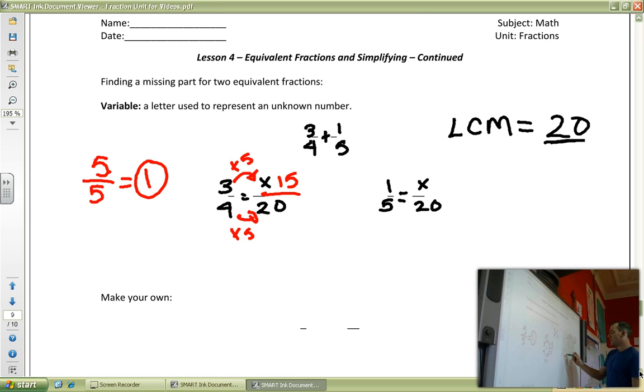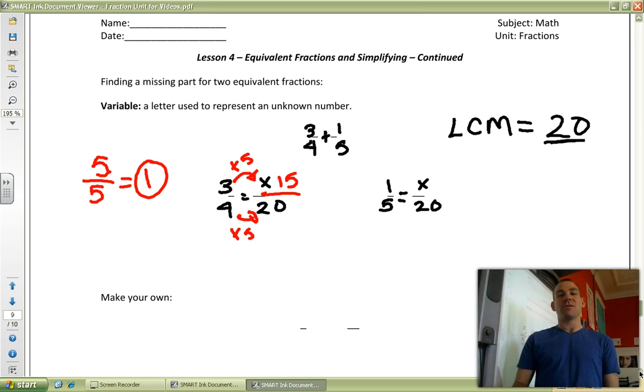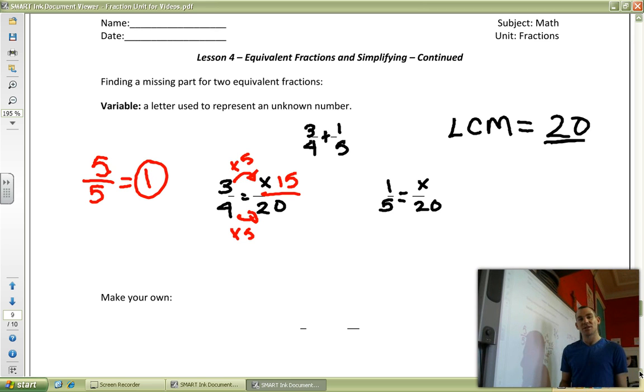Next off, what we can do is look at this one. I'm going to show you another way. Okay, that's a little more advanced. It's going to be what you use when you get into solving proportions, and it's very algebra intensive, so you'll be able to impress some of your older brothers and sisters if you already know how to do this.